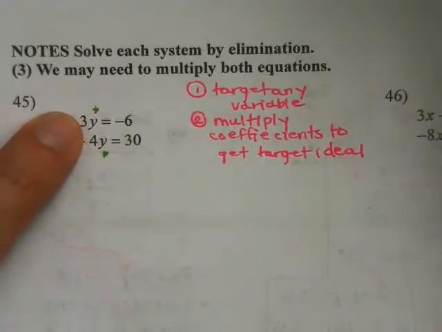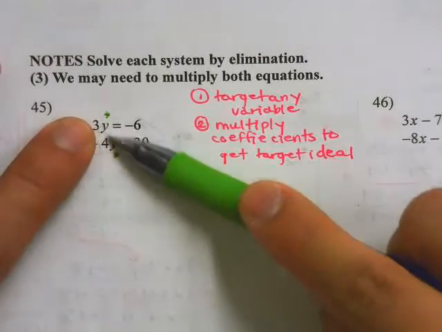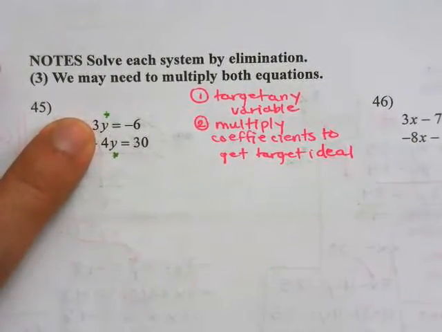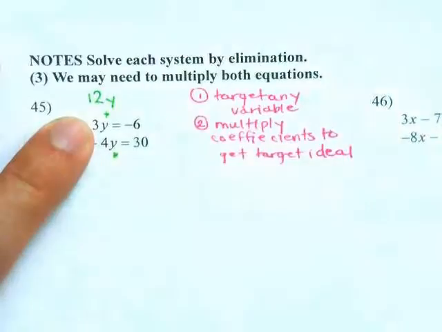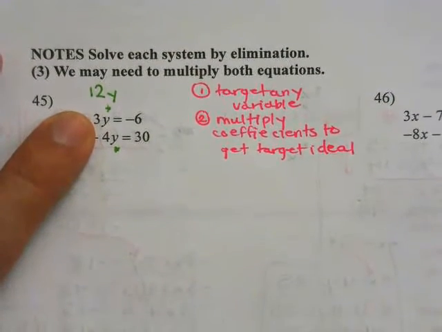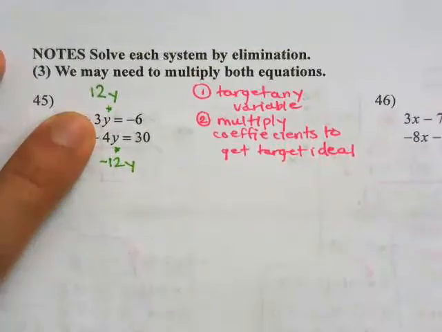I'm aware that some of you guys cannot do that. And so the best way to do it is just go 3 times 4. So just multiply these two over here. What is 3 times 4? 12. But for your target ideal, one needs to be positive and the other one needs to be negative. So now these are your target ideals.